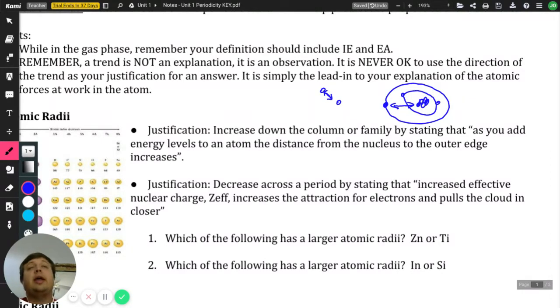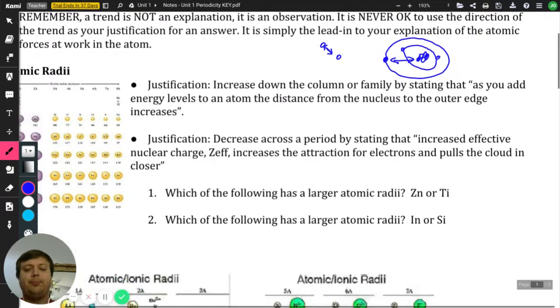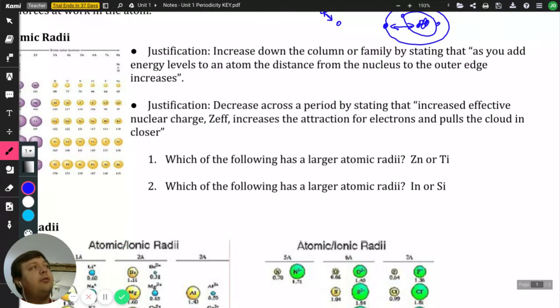Okay. So again, as you move down a family or down a column, you're going to be adding an energy level, which means it's going to be larger. Okay. So you're increasing the distance from your nucleus to the outermost electrons. All right. Now, as I move from left to right across the periodic table, we're going to decrease in size. Okay, well, that's kind of strange, right? You're adding protons, you're adding electrons. Well, you're like, okay, well, I'm adding more stuff, so it should be bigger.